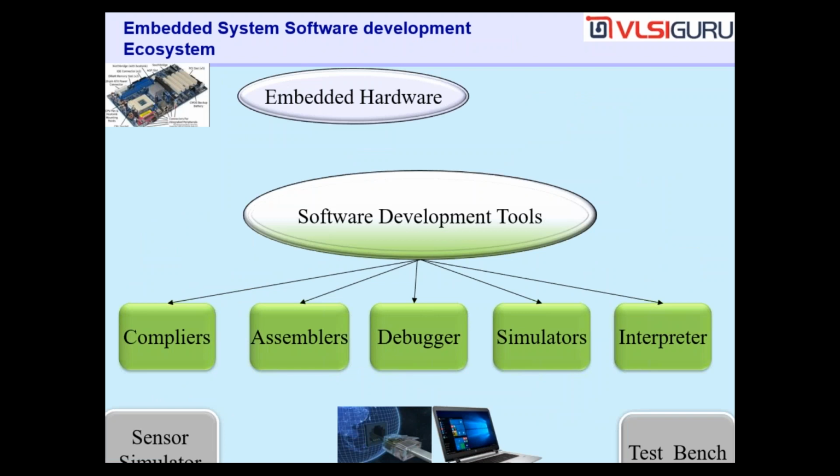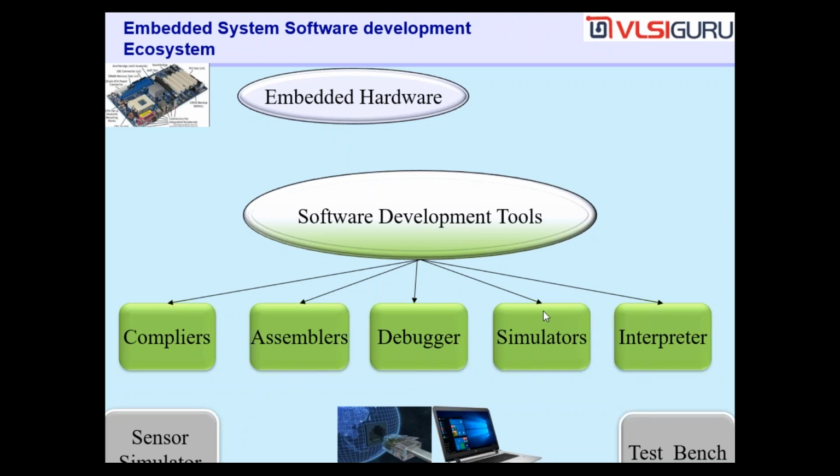Now comes the question of what tools are required for software development. In a typical laptop or server based software development, you need basically a compiler, an interpreter, or a debugger, and then you can run it. But in embedded software, that is not the case. You still need compilers or interpreters, and you need debuggers, and in some cases more complicated debuggers. You will need assemblers, and you need something called a simulator.